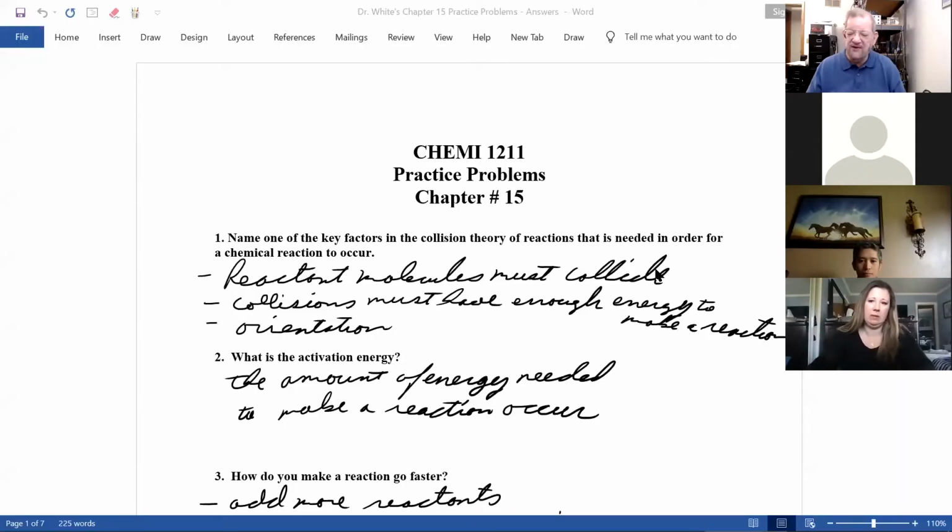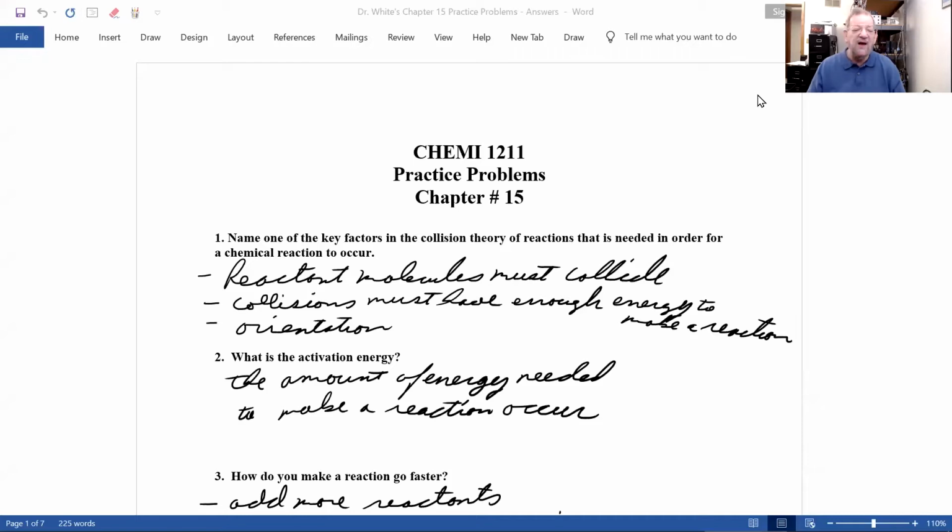First thing I want to do is go through the problem set for chapter 15, equilibrium, and Le Chatelier's Principle. Once again, I'm using my north side of Chicago French accent, which means I'm butchering that name. But anyways, we'll do that, and then we'll do the lab. So let's get started. Everybody see chapter 15 practice? Thank you. All right, these are things you should know.